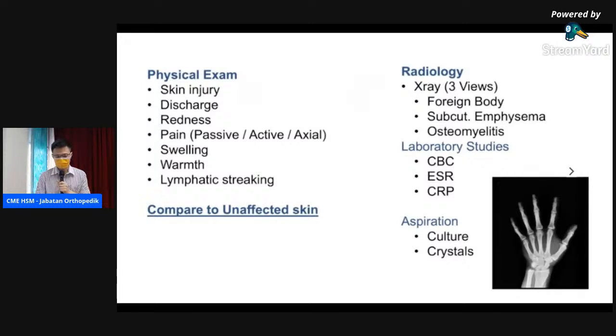Going into physical examination, we must be an astute observer when we are looking at the hand, because this is such a delicate structure, with small areas and many structures. Skin injuries: look at all sides, especially the web spaces, which are always missed. Any discharge from these areas or wounds, and redness, pain on active and passive motion, axial loading of the fingers, any swelling, any warmth, and warmth is not always the first apparent sign in hand infections, not like in other places. Any lymphatic swelling in the proximal area, and not to forget to compare to the unaffected skin on the other side.